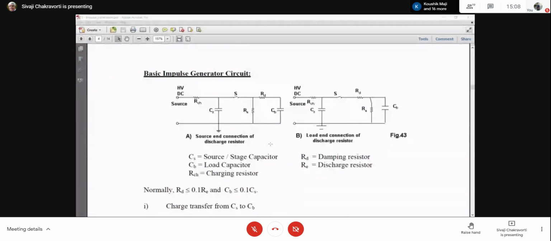Okay, so now then you have a fast acting switch, and I explained that this should be a sphere gap. Then there will be two resistances, one in series, one in parallel. The parallel one is called the discharge resistor, the series one is called the damping resistor, and one capacitor called the load condenser or load capacitor CB.